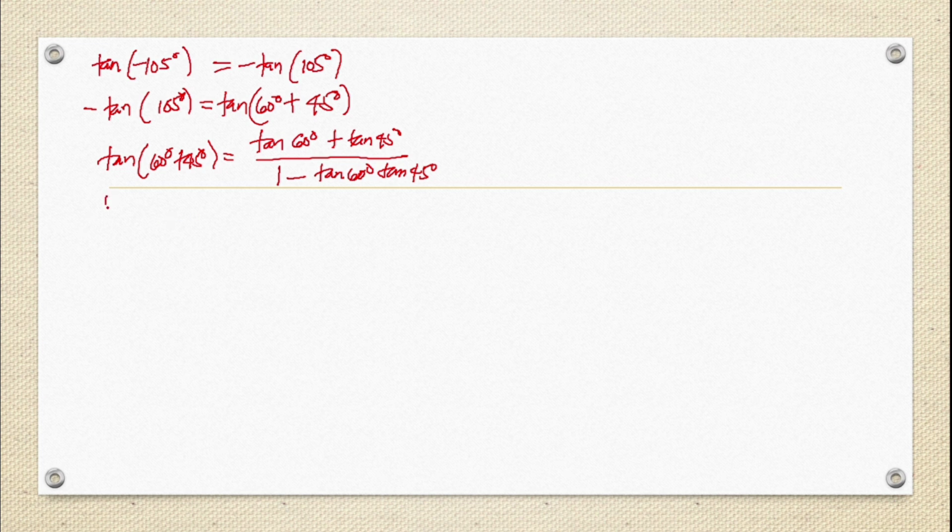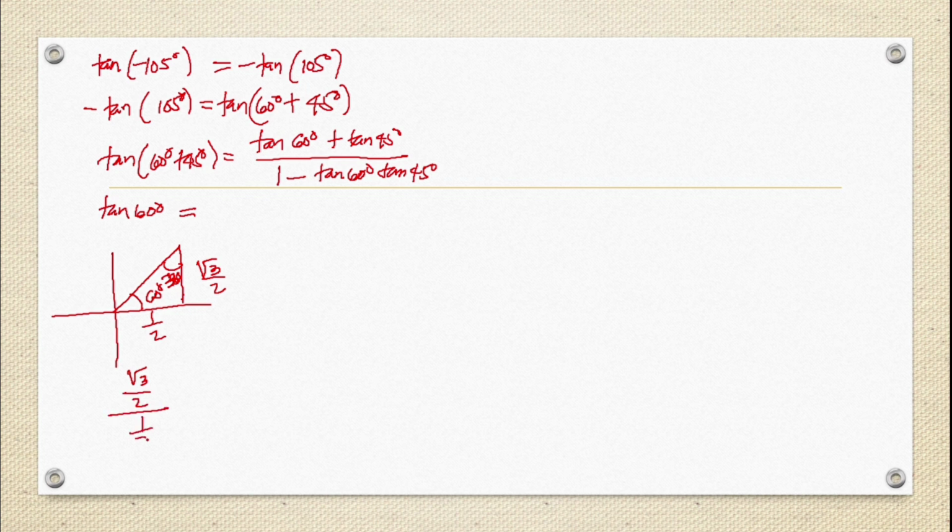First, we're going to find tangent 60 degrees. So what is tangent 60 degrees? Back here, if this is 60 degrees and this is 30 degrees, this side is 1/2, and of course this is the square root of 3 over 2, based on the result of our derivation a while ago. Tangent is opposite over the adjacent. So square root of 3 over 2 over 1/2. Cancel this part. So therefore, the square root of 3. This is tangent 60 degrees.